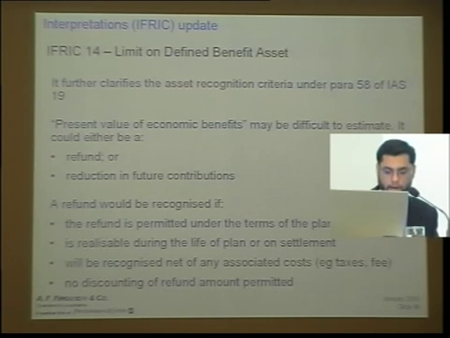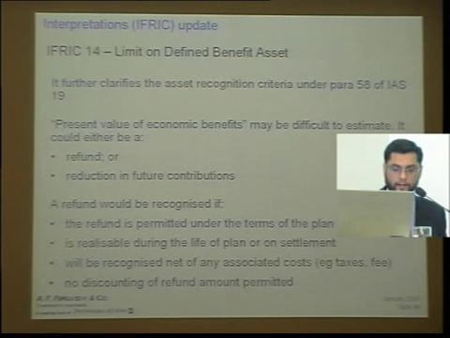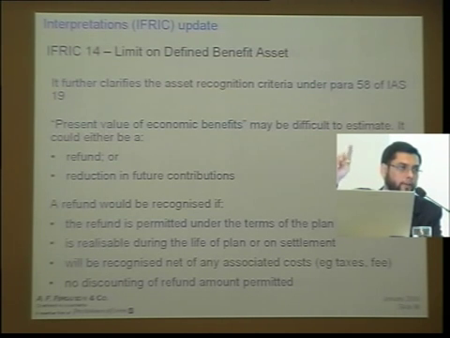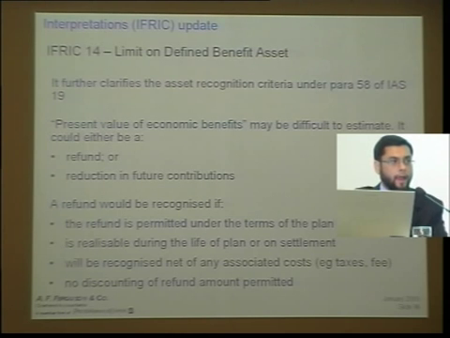Slightly complicated. I would try to quickly run through it. It further clarifies the asset recognition criteria under para 58 of IAS 19. Now, if you recall IAS 19, what it says is that if there is a surplus in the fund, like you have present value of obligation and fair value of assets, and the difference is either a shortfall or a surplus. So if there is a surplus there, and if you have a receivable from the fund also on the balance sheet, then can you recognize that asset and pull that surplus back into the company?